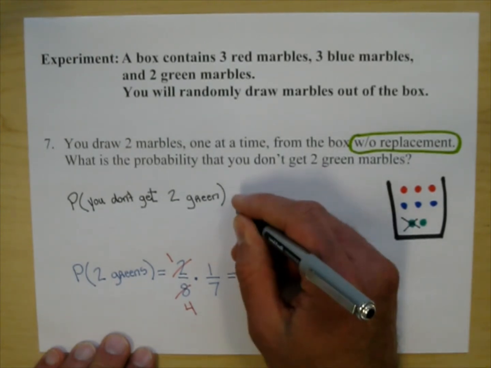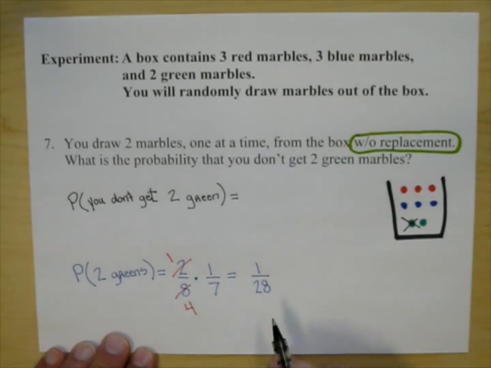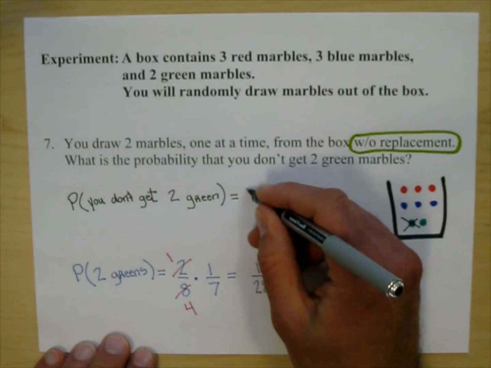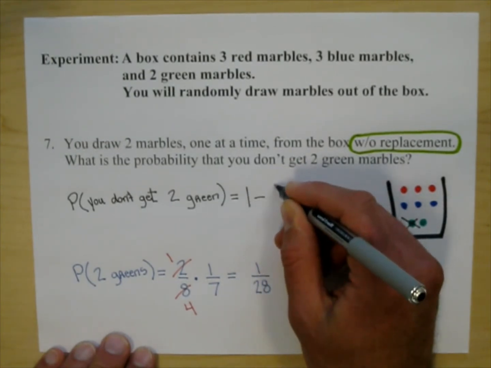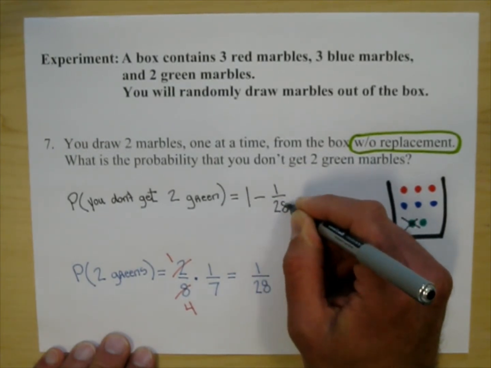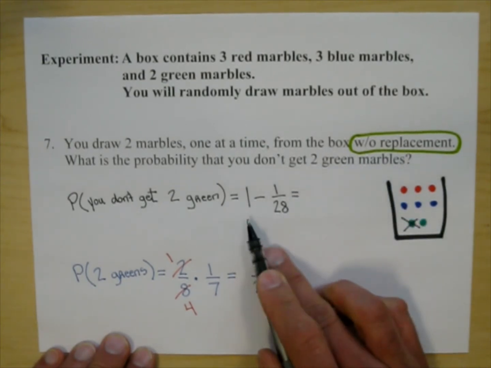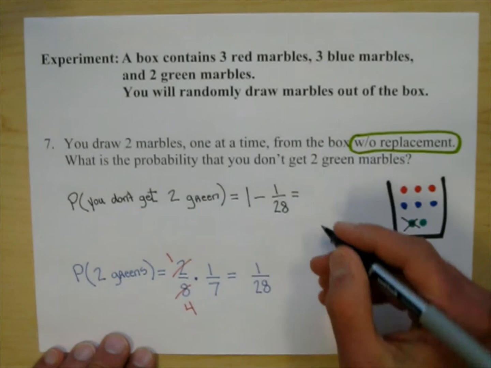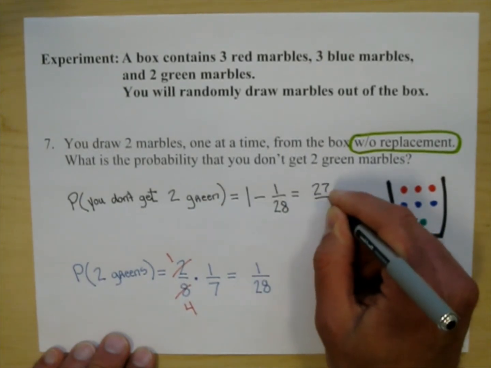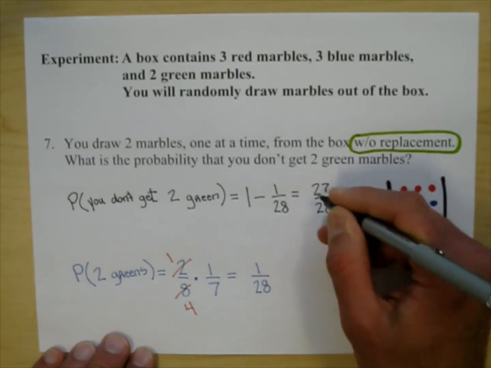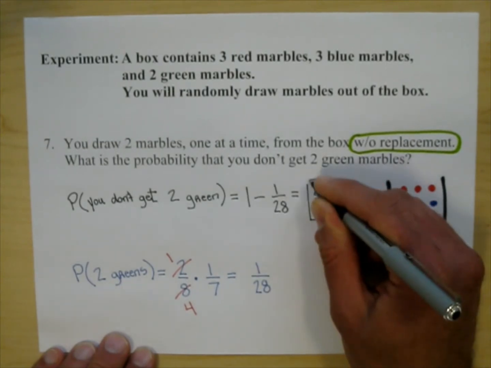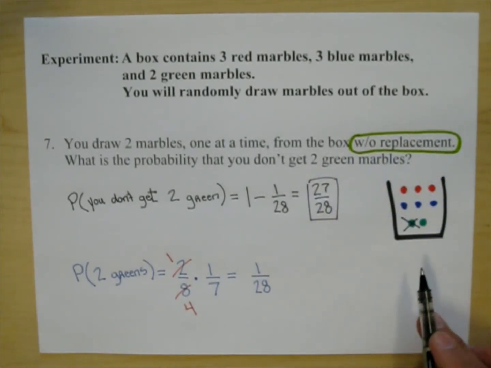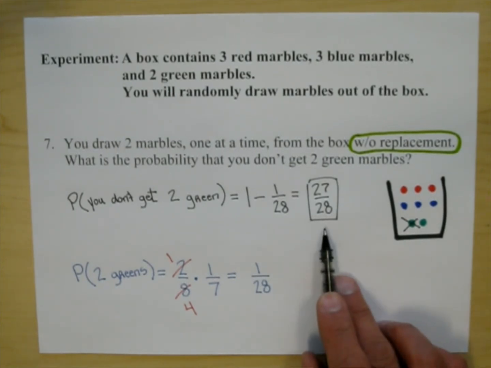So now let's not put 1 over 28 there, but we're going to go 1 minus 1 over 28. And since it's 1 minus a probability, I'm going to go 28 minus 1. This gives me 27 on the top, and then we have 28 on the bottom. So it's pretty likely that you're not going to pull out 2 greens in this experiment without replacement. So that's our final answer.